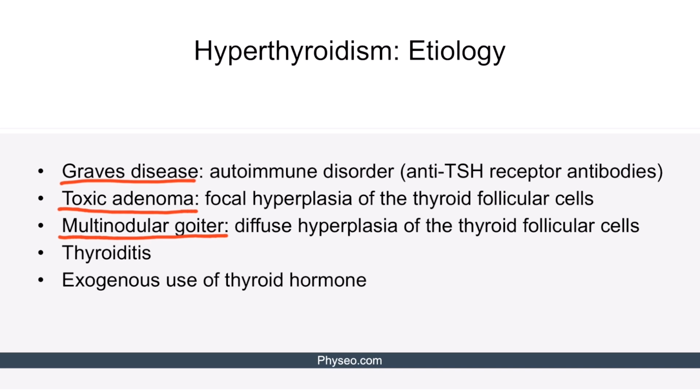In both conditions, toxic adenoma and multinodular goiter, follicular cells have autonomous activity and produce thyroid hormones independent of TSH levels. Thyroiditis is caused by inflammation of the thyroid tissue and may present as an initial hyperthyroid state followed by recovery or hypothyroidism. Finally, exogenous use of thyroid hormone can also be a cause of hyperthyroidism.